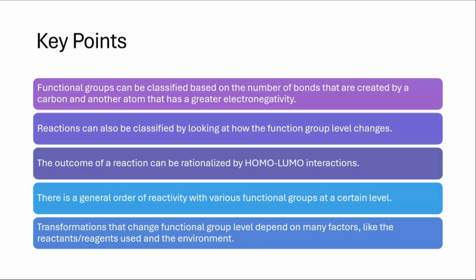Now, here are some key points that you should understand by the end of this chapter. Our first key point is we can classify these functional groups. Functional groups are certain regions of a molecule that give certain properties or contribute to the reactivity of the molecule. We can categorize these functional groups based on the number of bonds that are created from a carbon and another atom that has greater electronegativity. Reactions can also be classified by looking at how the functional group level changes.